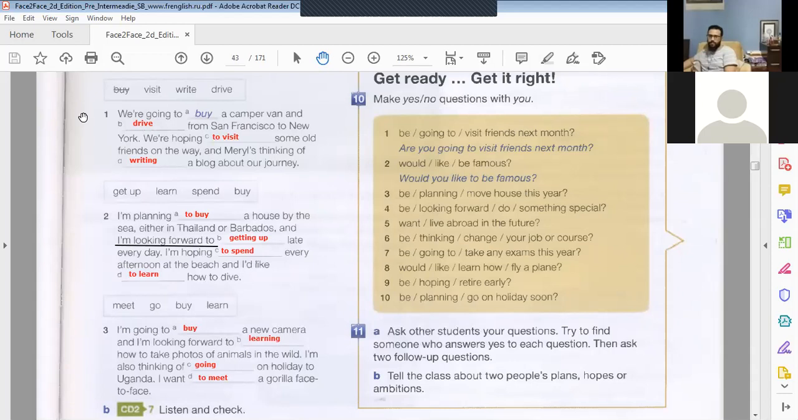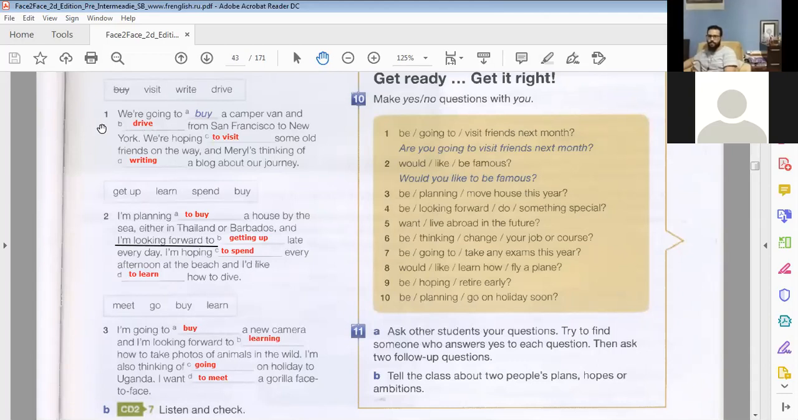1, 2, 3. Start from number 1. Okay. We're going to buy a camper van and to drive from San Francisco to New York. Okay, sorry. And you said we're going to buy a camper van and drive. Is there to or without to? Yes, it's true. Drive. I mean, do you use to drive or without to? No, without to. Okay, good. And drive from San Francisco to New York.